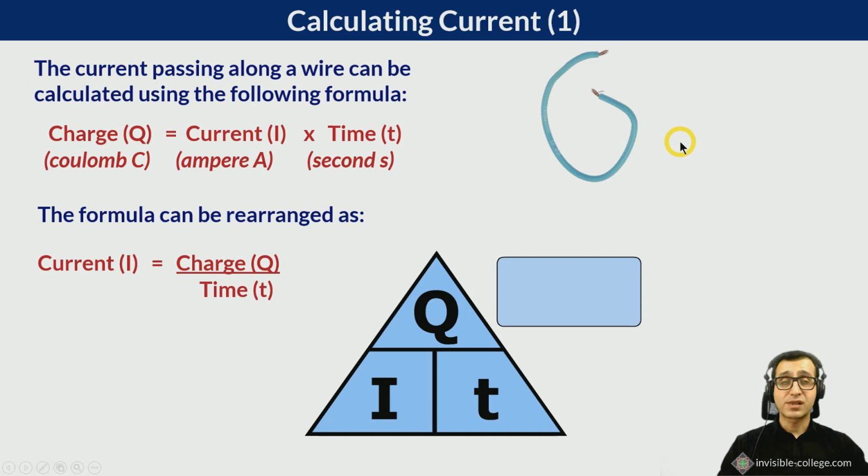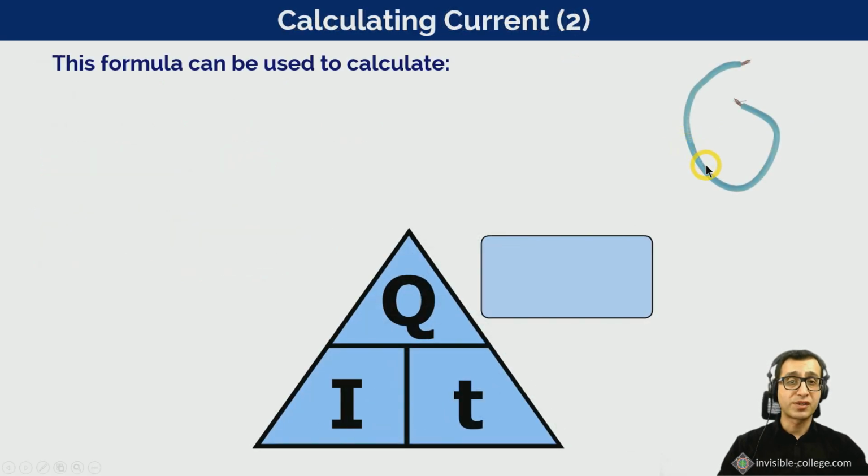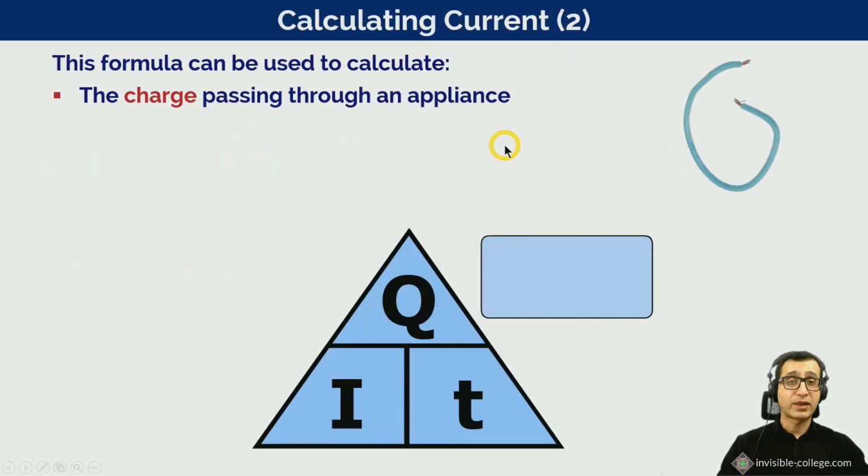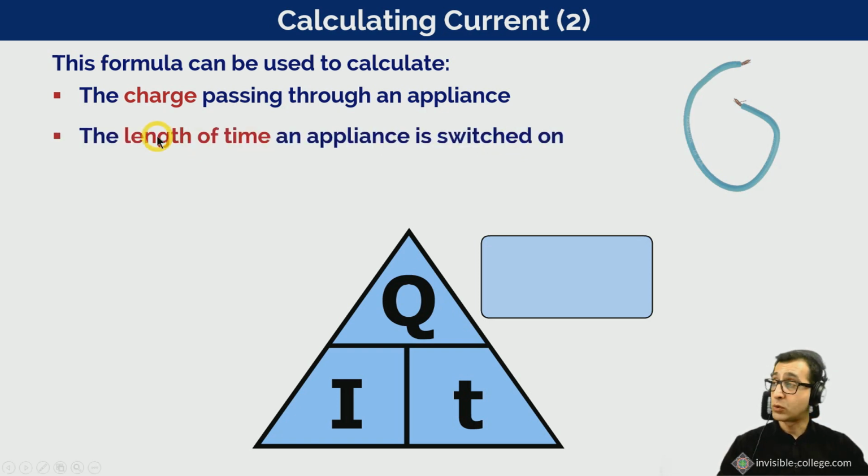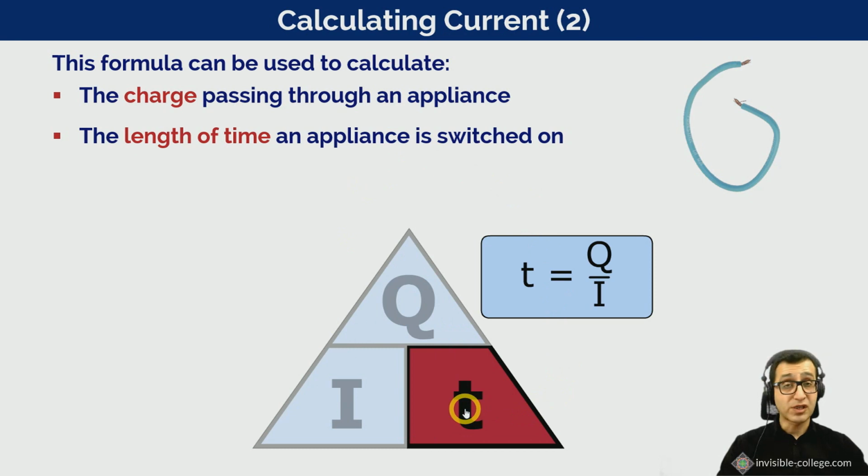So we can also use this formula to do some calculations. For example, we can rearrange to calculate the charge passing through an appliance, or the length of time an appliance is switched on for. If you do rearrange it for time, just remember the standard units are the units that you need to be entering into the equation. And if you're solving for T, then if you've entered charge in coulombs and current in amps, the solution is going to be in the standard units of time, which are seconds. So if you need to convert that into hours or minutes, you will need to do so.